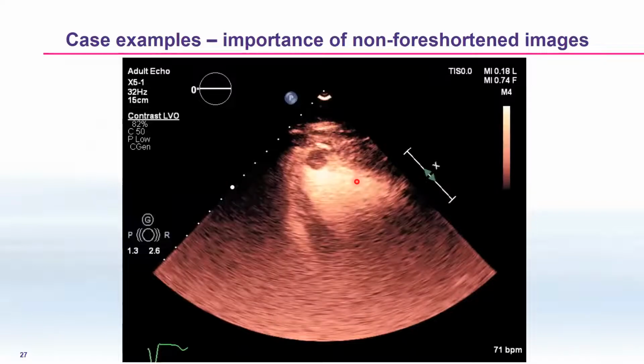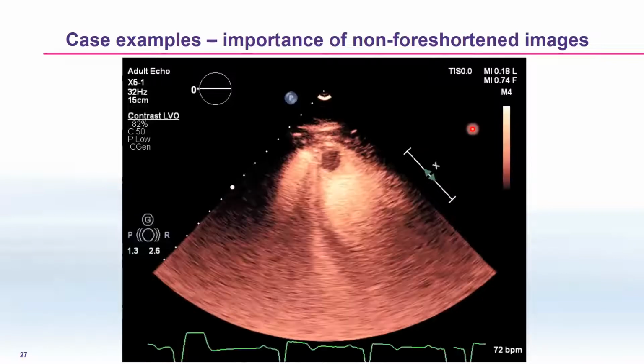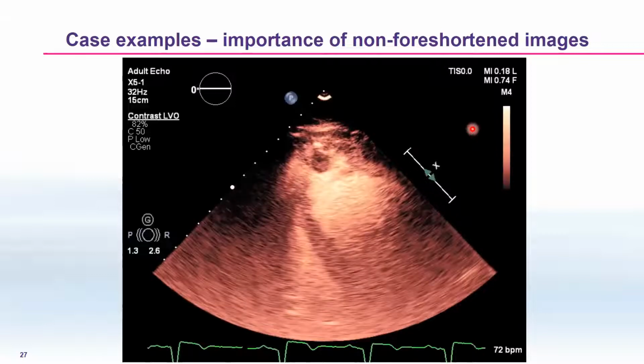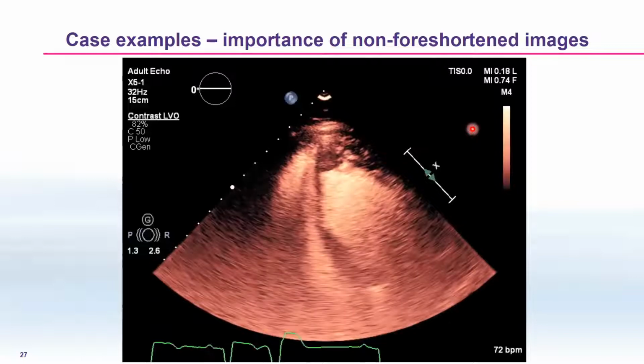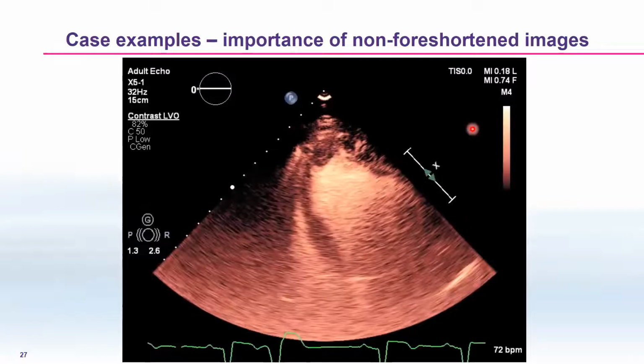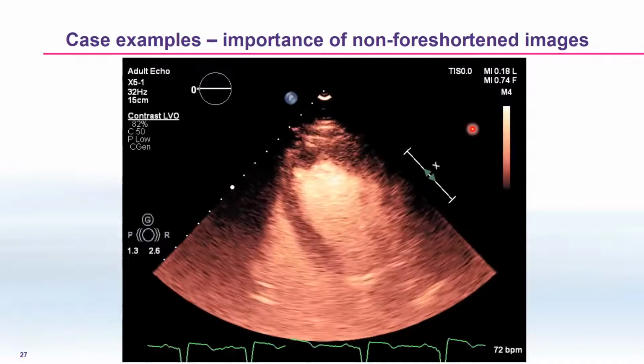The funny thing here is the contrast. Because this patient had cancer, we actually had a differential diagnosis of cardiac mets. But we put this patient on oral anticoagulation, and before that, low molecular weight heparin, and the mass dissolved. So it was a thrombus.